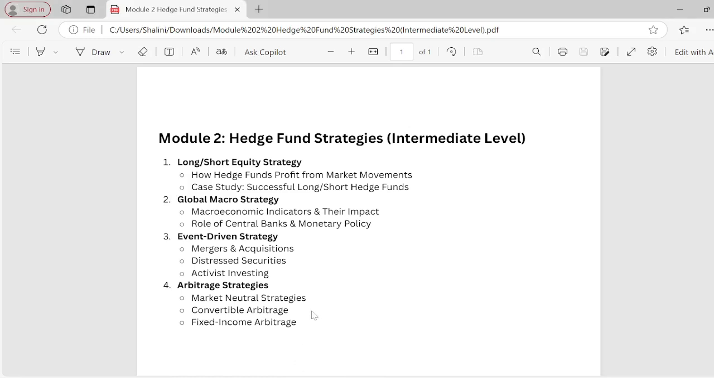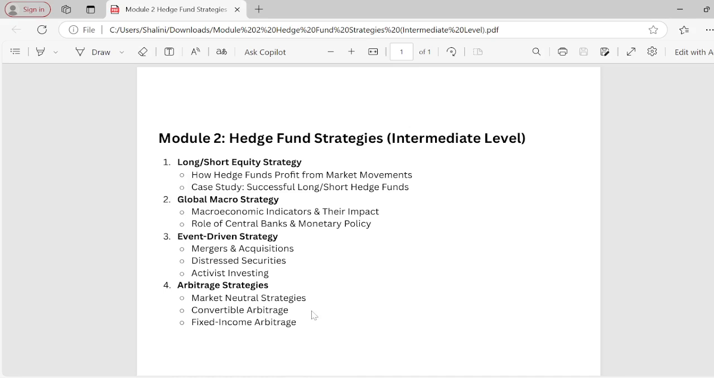Hi everyone. So today, module 2, day 2 of the Hedge Fund series. This module will cover the key investment and trading strategies used by hedge funds. Each strategy is designed to generate returns while managing risk in different market conditions. We will discuss how hedge funds profit in bull and bear markets, how they use macroeconomic indicators, and the role of advanced technologies like AI and machine learning in hedge fund trading.